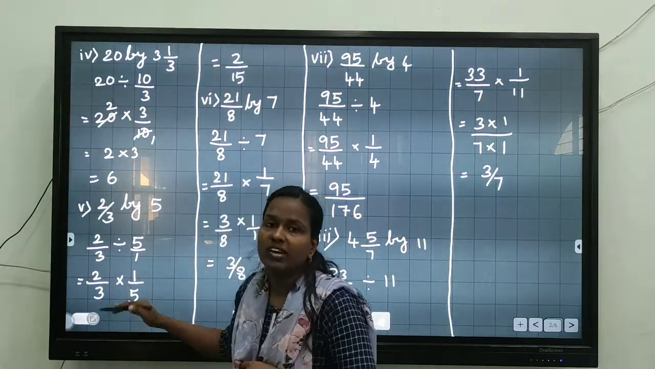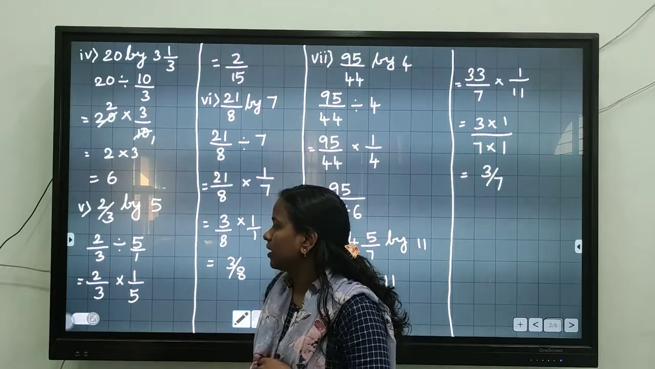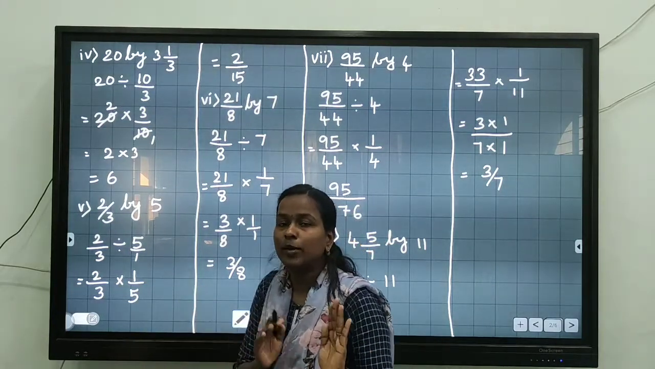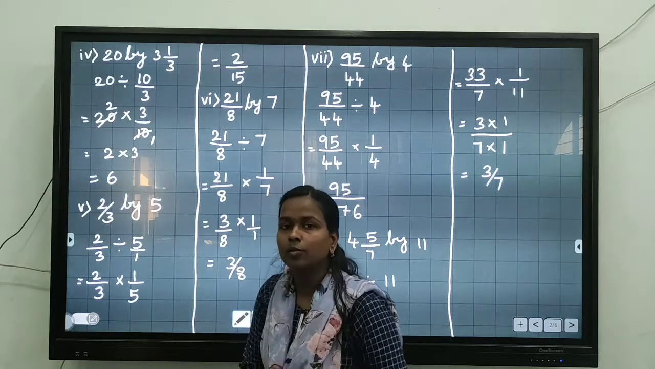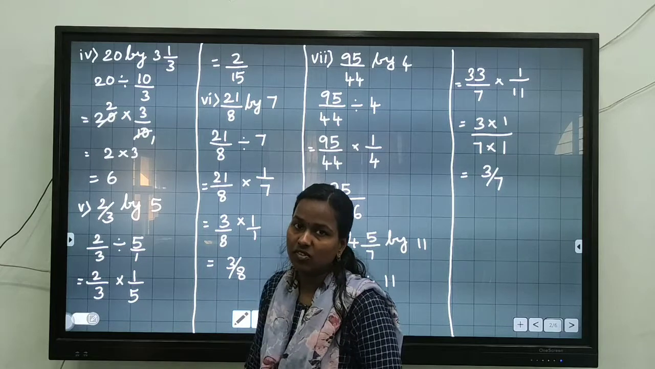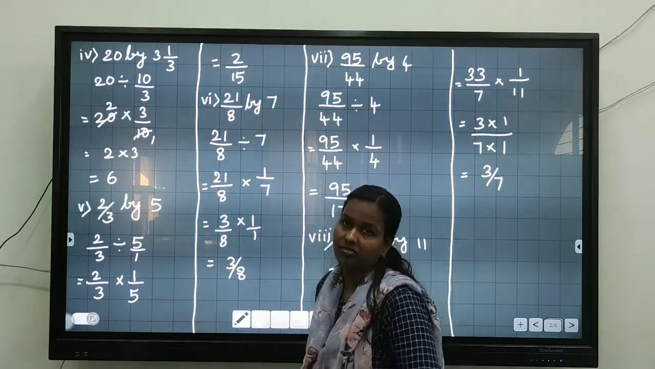There is no common factor in numerator and denominator. So we can directly multiply numerator with numerator and denominator by denominator. So 1 2s are 2, 3 5s are 15. So our answer is 2 by 15.